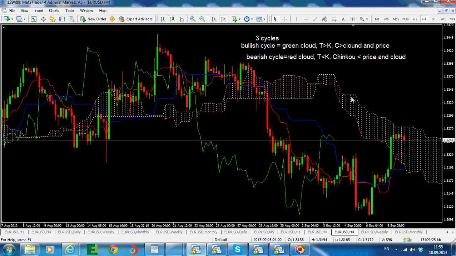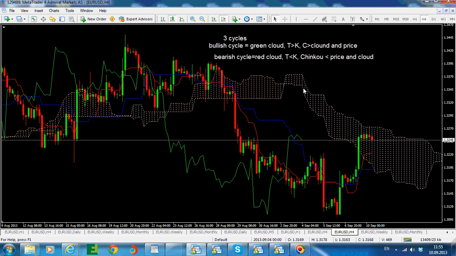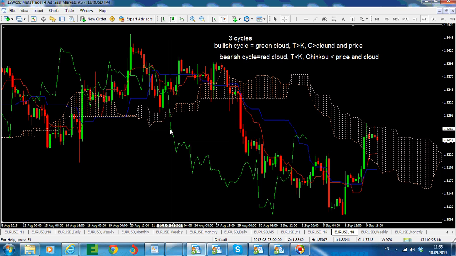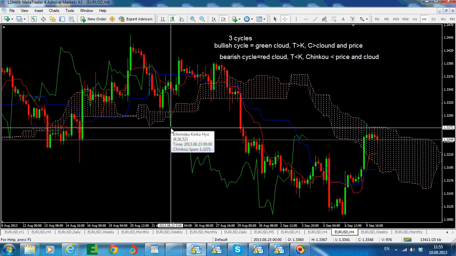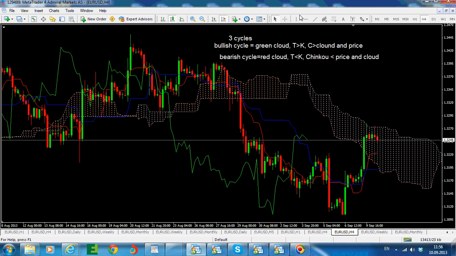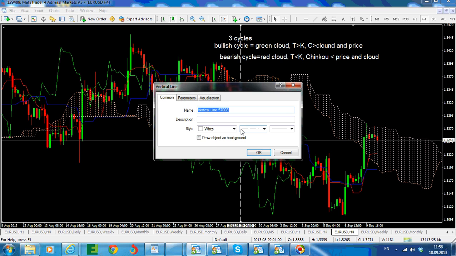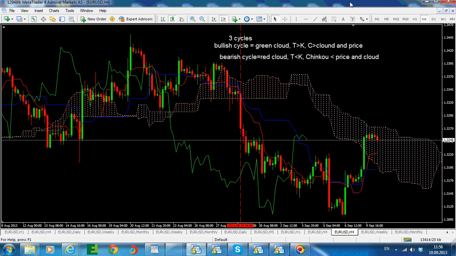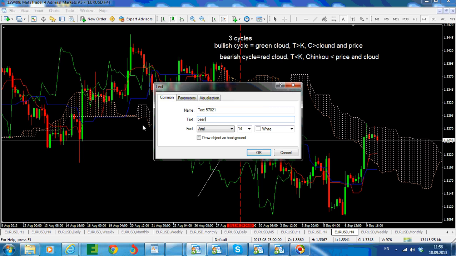Now let's try to identify here and see if we have a bearish cycle. The bearish cycle comes only after the Kinko breaks below the cloud. But keep in mind what Kinko means. Kinko means the actual price, the current price, is shifted 26 periods behind, and this is the moment of time when the bearish cycle begins. So we want to mark this down here. Bearish cycle, let's make it red. So here the bearish cycle starts.